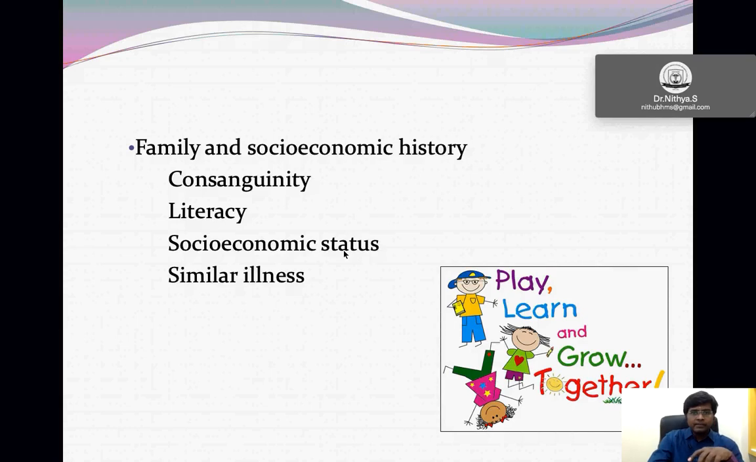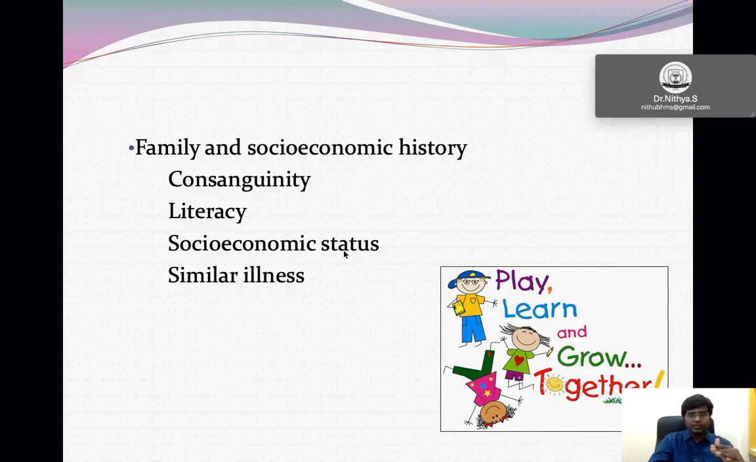So next is your family and socioeconomic history. Consanguinity, that means marriages that have been made within relations. For example, first degree consanguinity is between brothers and sisters. Second degree consanguinity is between a maternal uncle and a niece. Third degree consanguinity is between cousins, and a fourth degree is a far away distant relative. So that is very, very important to know the pattern of inheritance. For example, autosomal recessive, autosomal dominant, X-linked dominant, and Y-linked diseases.